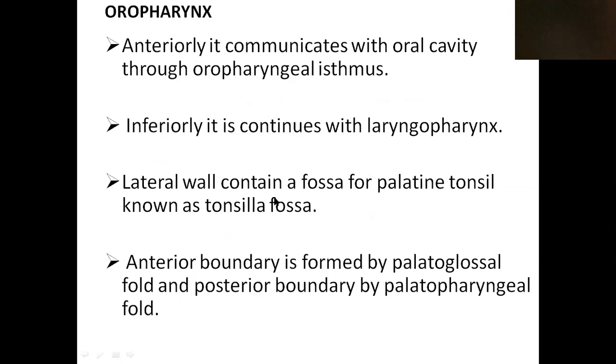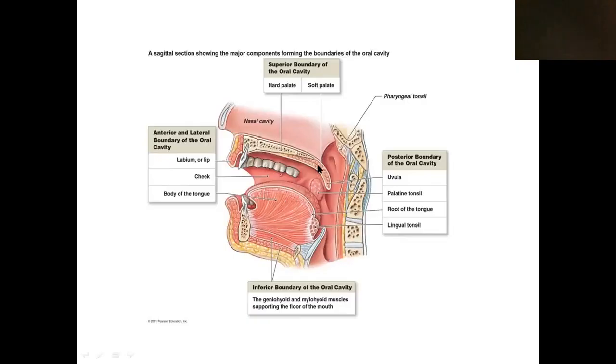Okay. So the lateral wall contains a fossa for the palatine tonsil, known as tonsillar fossa. Tonsillar fossa contains the palatine tonsil, and the boundaries of the tonsillar fossa: anteriorly palatoglossal fold, see this one from the palate to the tongue. Glossus means tongue. So this one is palatoglossal fold, posteriorly palatopharyngeal fold. So that is the peculiarity of this oropharynx, presence of palatine tonsil in the tonsillar fossa. The tonsillar fossa is bounded by palatoglossal and palatopharyngeal fold. Now laryngopharynx.